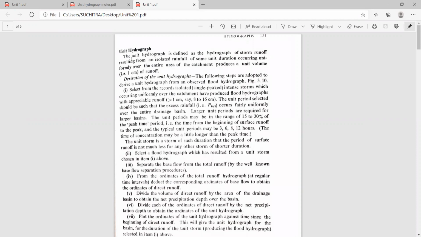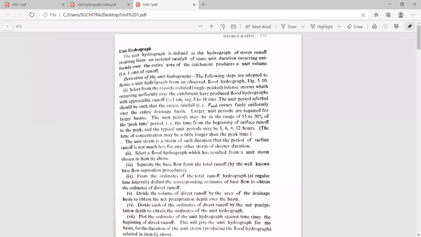Now, the unit hydrograph is defined as the hydrograph of storm runoff resulting from an isolated storm of some unit duration occurring uniformly over the entire catchment, which produces a unit volume equal to 1 centimeter. This is the definition of the unit hydrograph: the hydrograph of storm runoff which has resulted from an isolated storm having a unit duration and which occurs uniformly over the entire catchment area, thereby producing a volume of runoff equal to 1 centimeter.